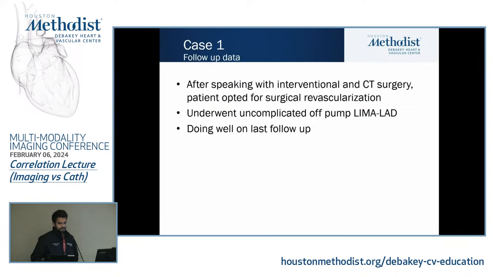And then, after speaking with interventional CT surgery, he actually opted for surgical revascularization. They gave him an option of medical management. They gave him an option of stent. They gave him an option of CABG with the CT surgeon. And he picked CABG because of his father having CABG before.